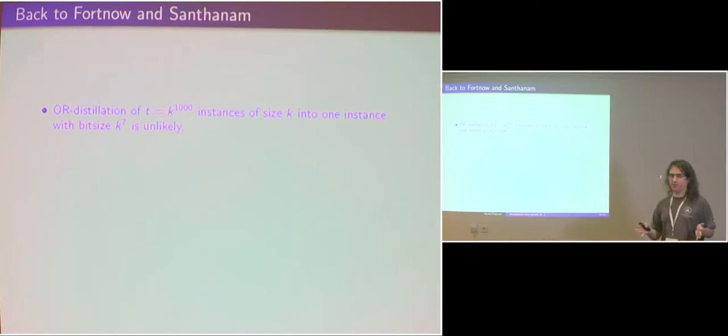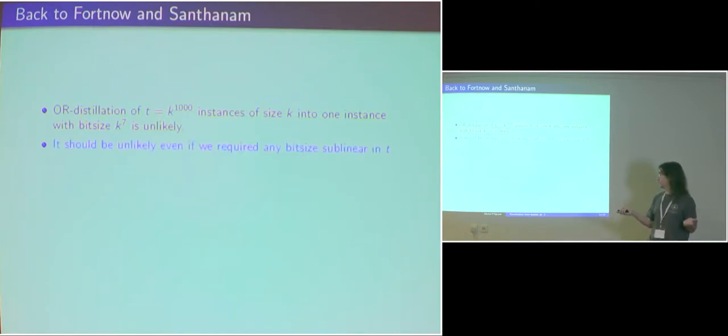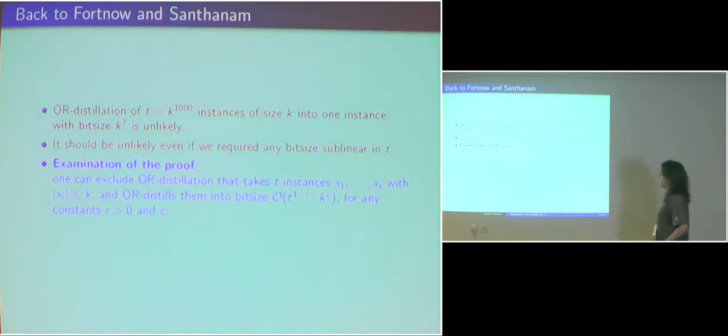Okay, so assume that I've got an OR distillation. I'm back to the Fortune and Santhanam setting, and I've got like a bazillion instances on the input, say k^1000. Now I do OR distillation. Basically what Fortune and Santhanam says is that whatever bazillion I put here, I do not have composition into bit size, say, k^7. But intuitively, even an OR distillation to k^999 should be excluded, because even then I would lose some information. So even if you do OR distillation into bit size that is not just polynomial in the maximum input size, but polynomial in the maximum input size times sublinear in the number of input instances, this should also be problematic. And it is actually true.